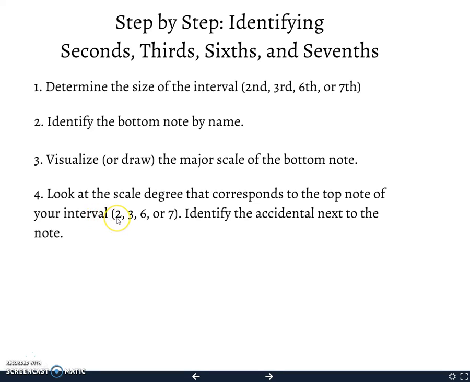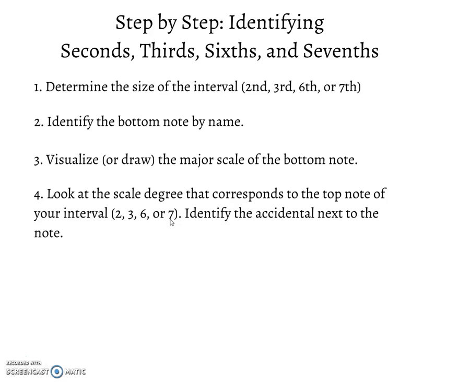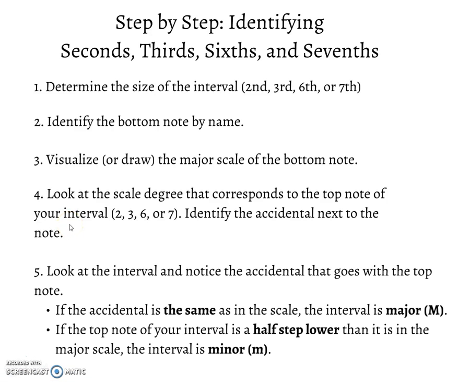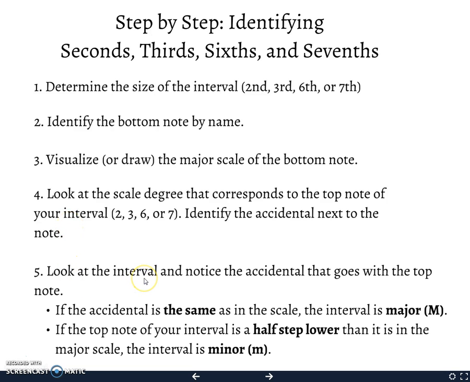Then you're going to look at the scale degree that corresponds to the top note of your interval. So if your interval is a second, you're looking at the second scale degree. If your interval is a third, you're looking at the third scale degree. If your interval is a sixth, you're looking at the sixth scale degree on the scale. If you have a seventh, you're looking at the seventh scale degree of your scale. You're looking at what is the accidental next to that note. Then you're going to look back at your interval. What's the accidental next to the top note of your interval?